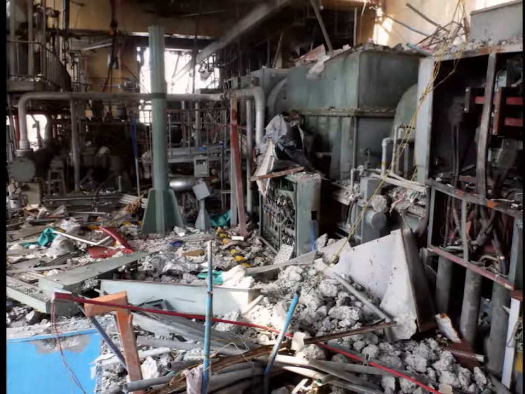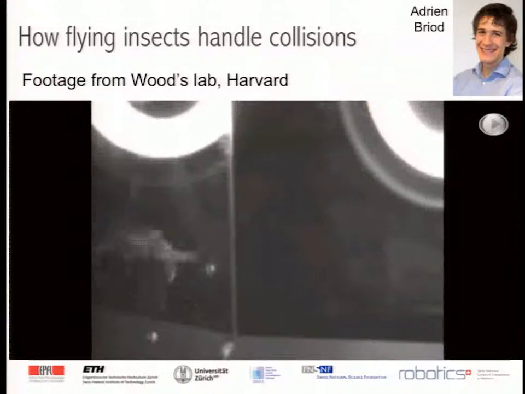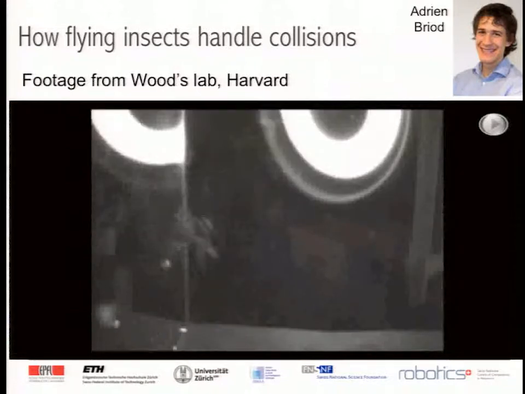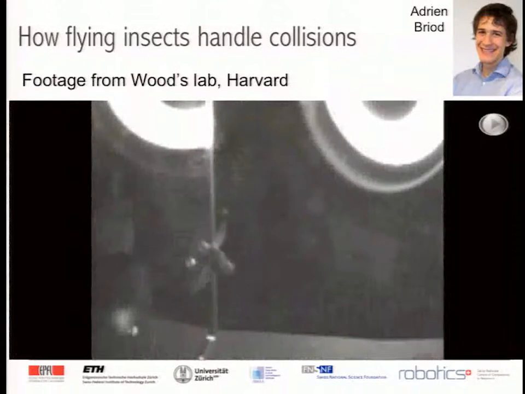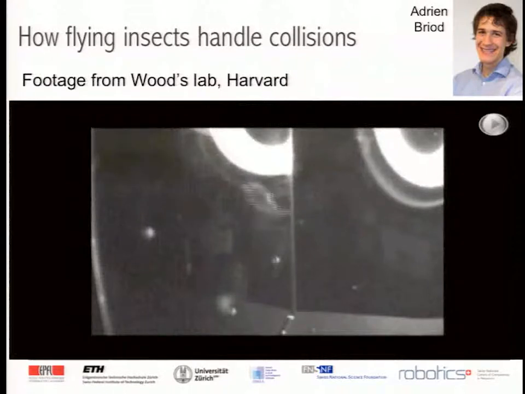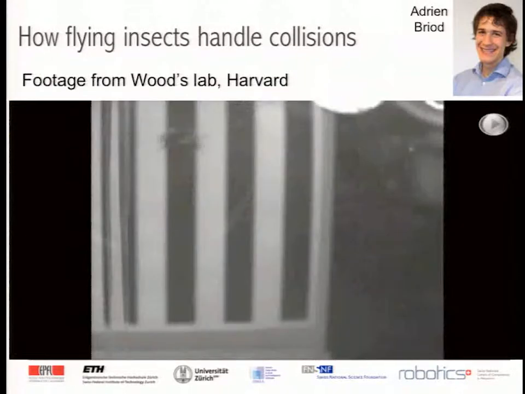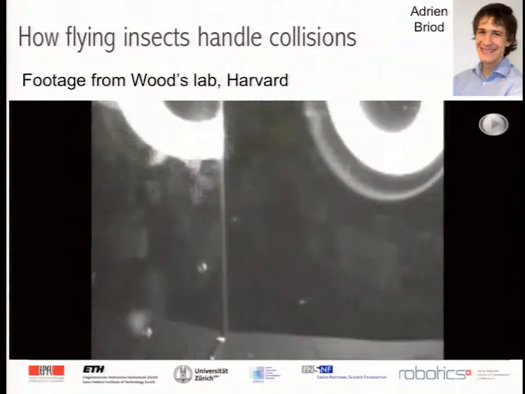But still, there would be some type of obstacles that would damage the robot. And so, some time ago, one of my students, Adrien Briod, went to visit Rob Wood's lab at Harvard, and he was filming insects colliding with walls. And one of the interesting things that really struck me was that insects use quite a lot the legs not only to upright themselves when they are on the ground, but also to negotiate the way in which they hit obstacles and the way in which they move around.